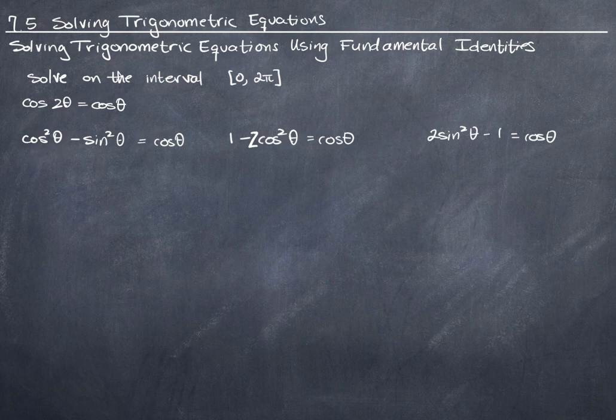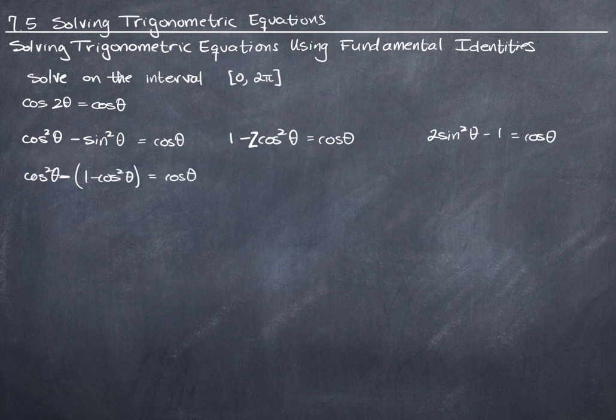In the first option, I've got rid of my cosine 2 theta, and I only have cosines of theta, but I have cosine squared and sine squared here. So now I'm not going to be able to solve this, at least in its current form, without first changing sine into cosine. I could do that. I would get cosine squared theta minus, I'm going to use parentheses here, 1 minus cosine squared theta. That's using the Pythagorean identity, equals cosine theta.